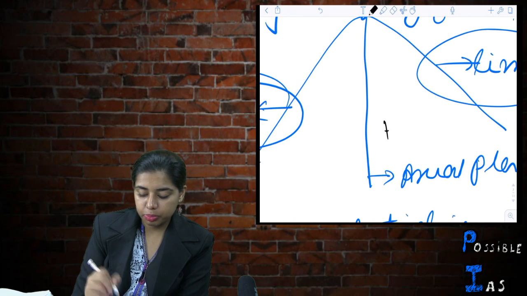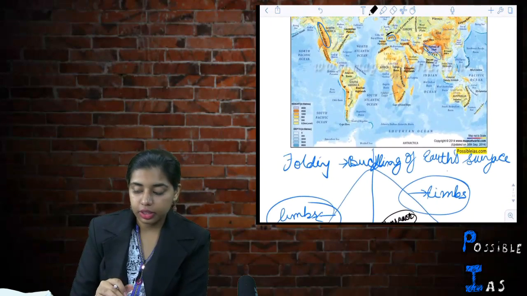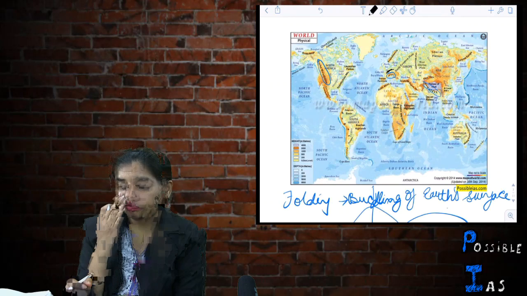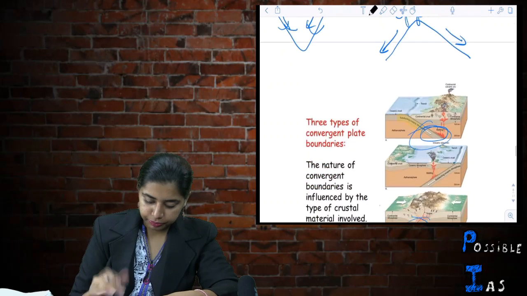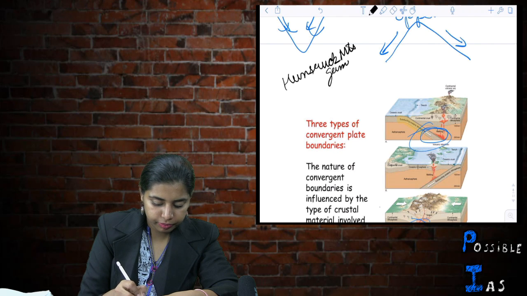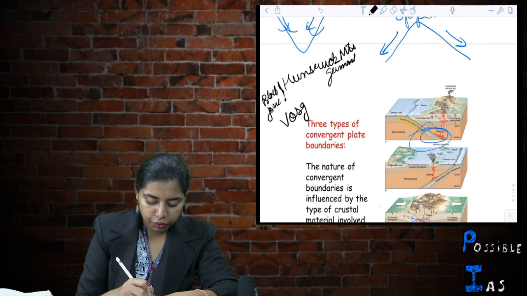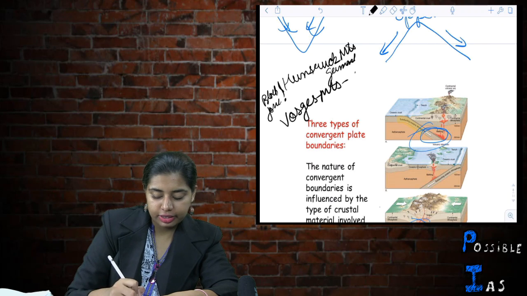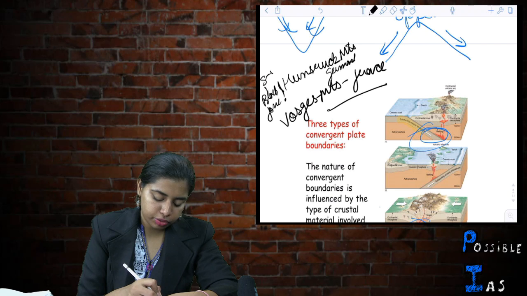Hunsruck mountains. These are also present in Germany. So there are three important examples. First is Hunsruck mountains of Germany, Black Forest and Hunsruck mountains which are in Germany. Then you have the Vosges mountains which are in France. Black Forest is in southwest Germany.